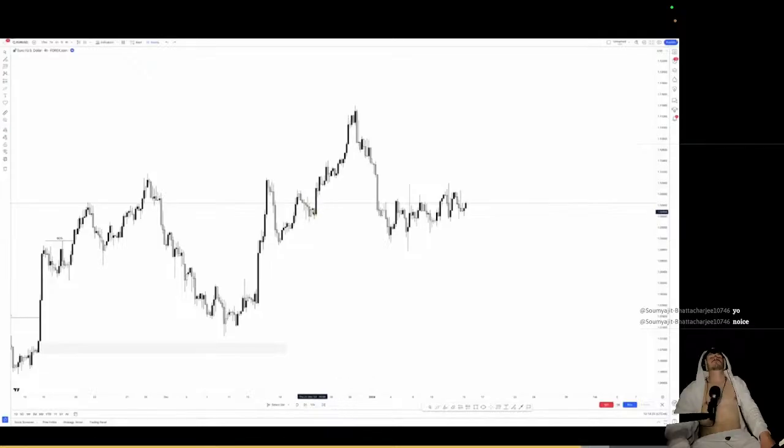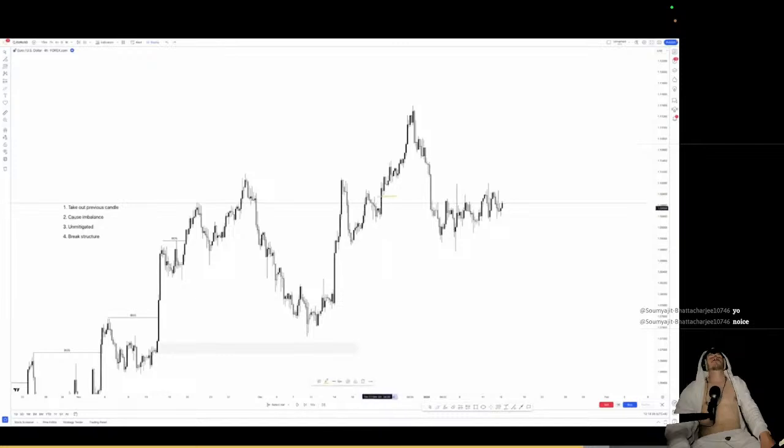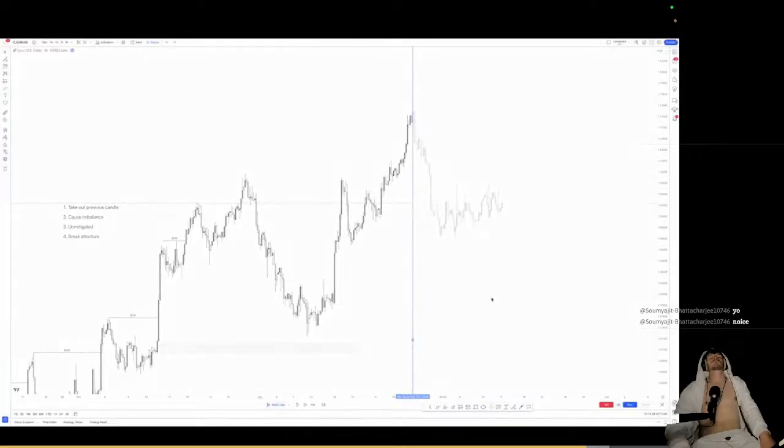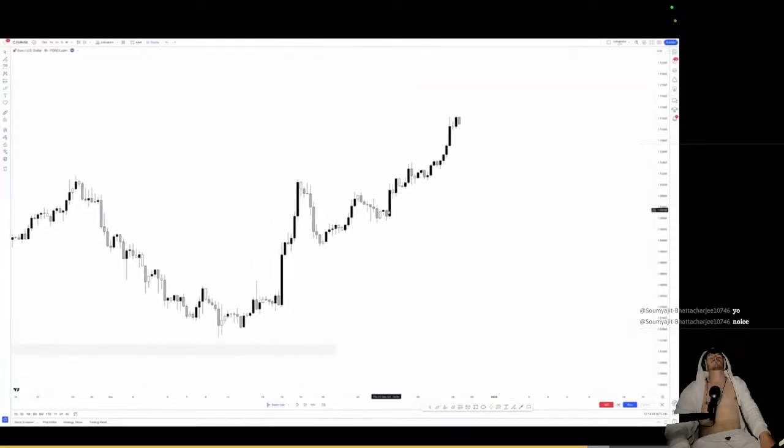So based on this, did this candle break below the previous candle? Yes, it did. Did it cause imbalance in price? Yes, it did. Is it unmitigated? Yes, it is. Did it break structure? Yes, it did. Right. So based on this, let's play price back a little bit. Based on this, this would be my order block.